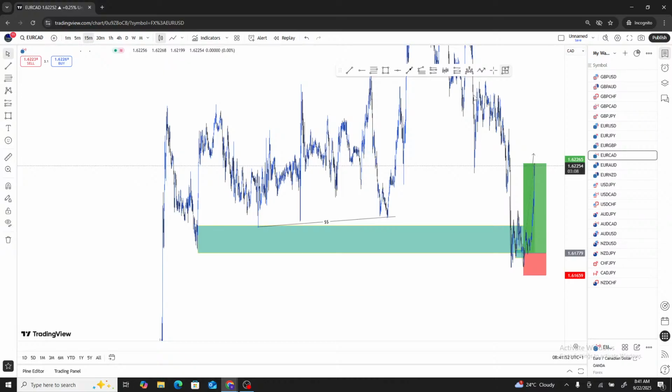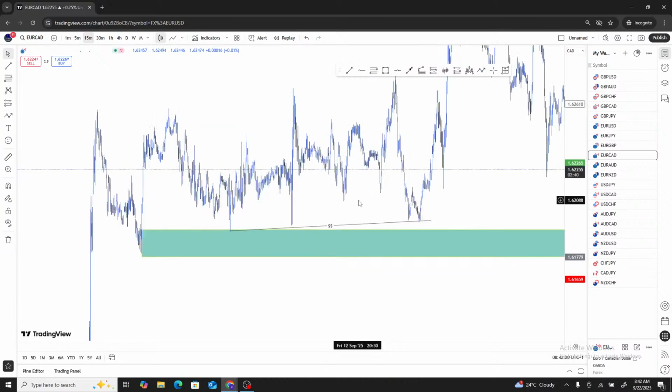Price tapped into the order block. Can you see a W? It broke structure. It created a liquidity. It moved up. It came back to tapping into the supposed hidden order block and it started moving up again. It moved up again. Can you see? Let me make it clear.